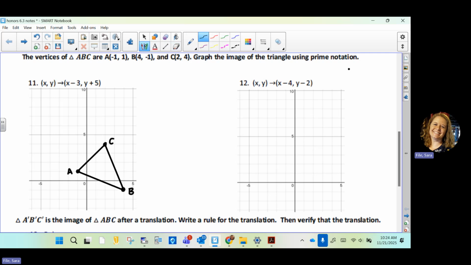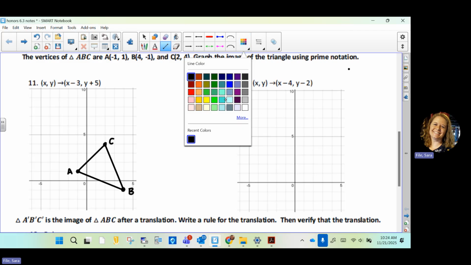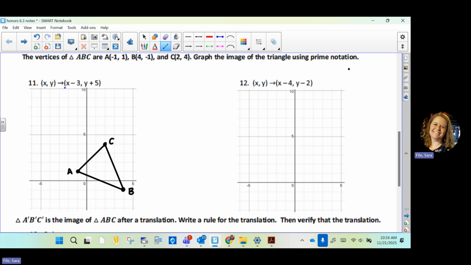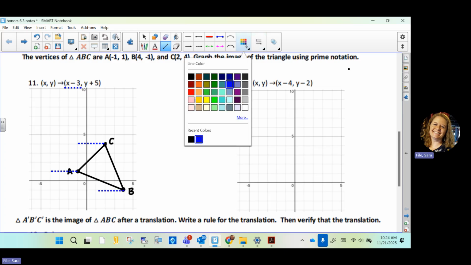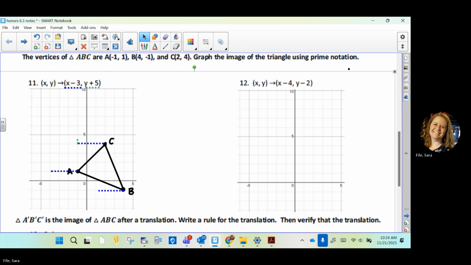And they want us to translate it. So graphically, when you're translating, you're just moving, sliding it around. So they want us to slide the X left 3, because X minus 3. So I could take all of my X's and go 1, 2, 3 over. And they want me to take my Y's and add 5, so that we go up 5.